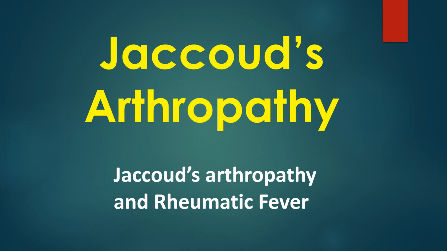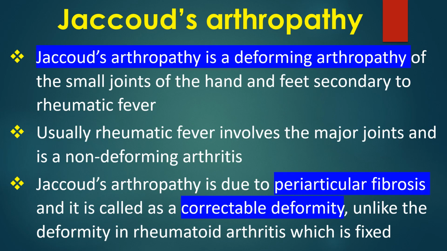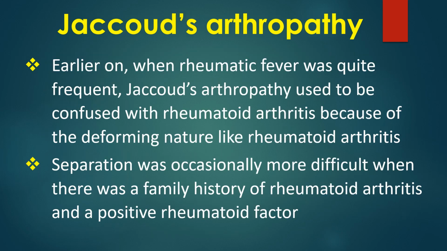Jaccoud's arthropathy is a deforming arthropathy of small joints of the hand and feet secondary to rheumatic fever. Now the term Jaccoud's arthropathy is being used for a similar pattern with SLE and other immune-mediated disorders. Usually, rheumatic fever involves the major joints and is a non-deforming arthritis. Jaccoud's arthropathy is due to periarticular fibrosis and it is called a correctable deformity, unlike the deformity in rheumatoid arthritis, which is fixed. Earlier on, when rheumatic fever was quite frequent, Jaccoud's arthropathy used to be confused with rheumatoid arthritis because of the deforming nature.